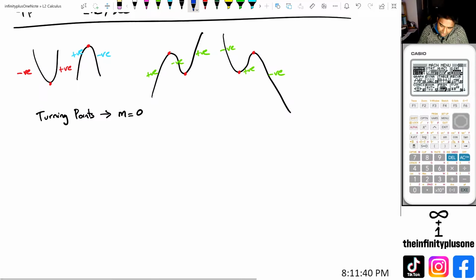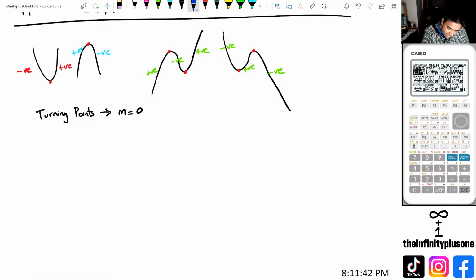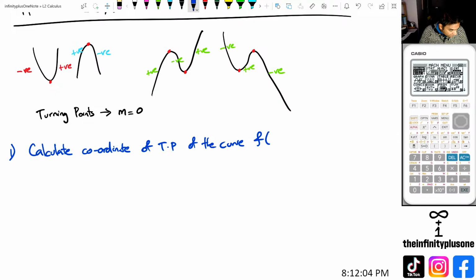So anyway, to get started, let's go with question 1 straight away. Calculate the coordinate of the turning point of the curve. I'm going to give you the curve: f of x equals 4x squared plus 16x minus 3.